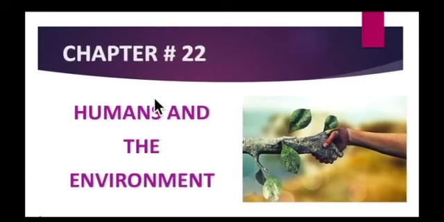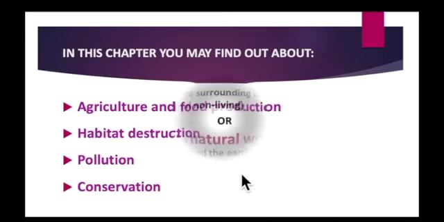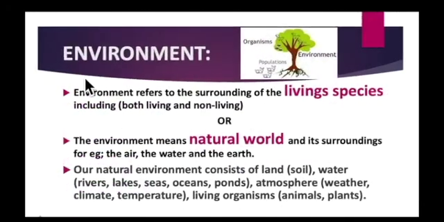Students, today we are going to start a new lesson, chapter number 22, Humans and the Environment. In this chapter, you will find the following: number 1, agriculture and food production; number 2, habitat destruction; number 3, pollution; number 4, conservation. So let's first discuss what environment means.